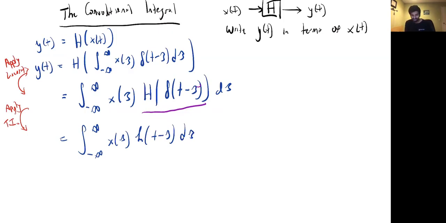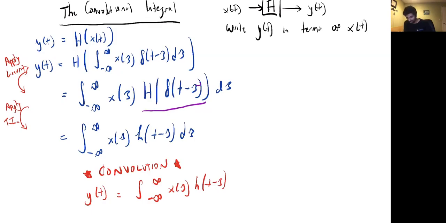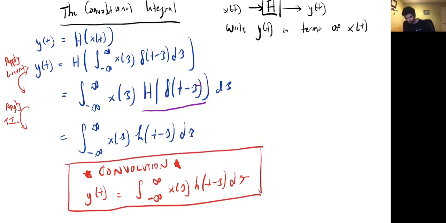And so this particular form is something that is known as convolution. What it's saying is that y of t is always equal to the integral from minus infinity to infinity of x of tau times h of t minus tau d tau. And this is known as the convolution integral. Okay, so now our goal has been achieved.